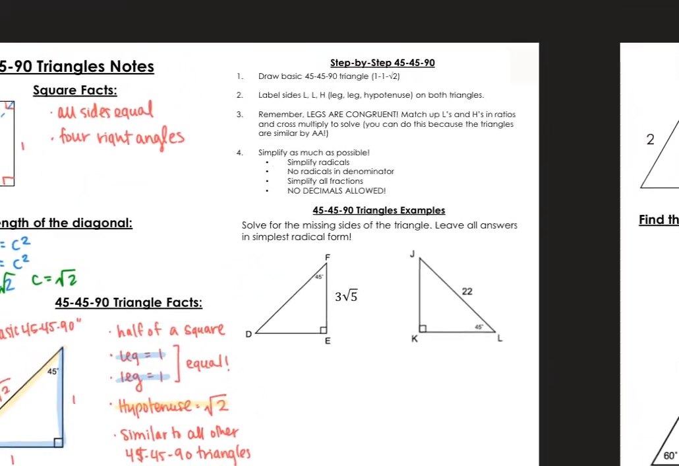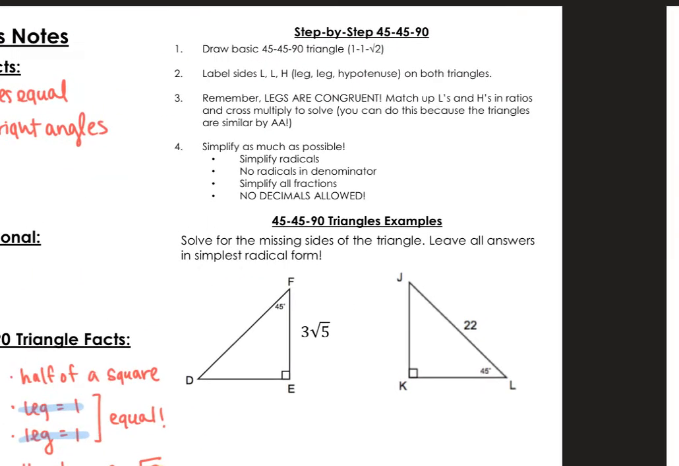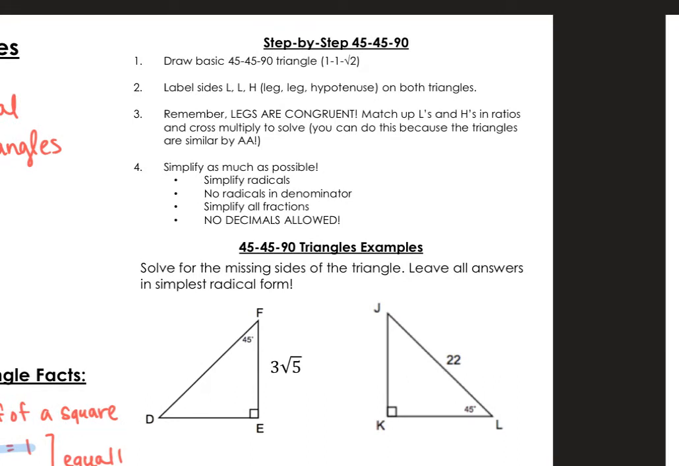All right, so in order to do that, these are the steps. So we're always going to use our basic 45, 45, 90 triangle, which is this triangle right here, where the legs are both 1 and the hypotenuse is the square root of 2. And we are going to match up our sides. So the hypotenuse is going to match up with the hypotenuse, and the legs are going to match up with the legs. And then we're going to cross multiply to solve. So we need to make sure we simplify as much as possible, which means we need to simplify our radicals, and we can't have radicals in the denominator. Fractions need to be simplified, and we're not going to have any decimals.